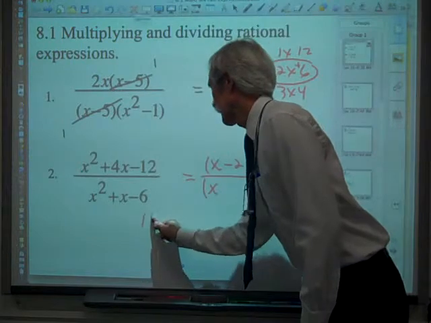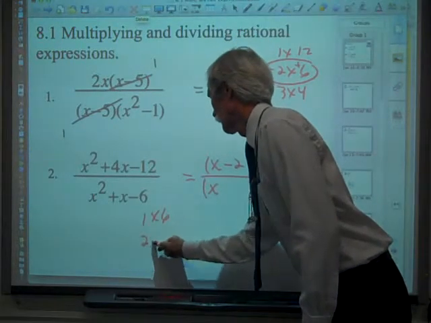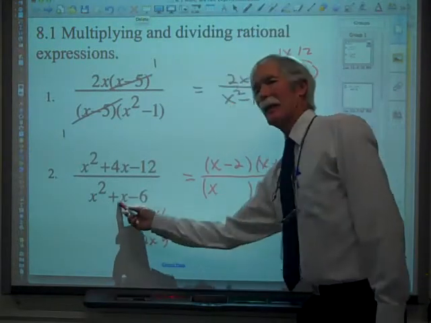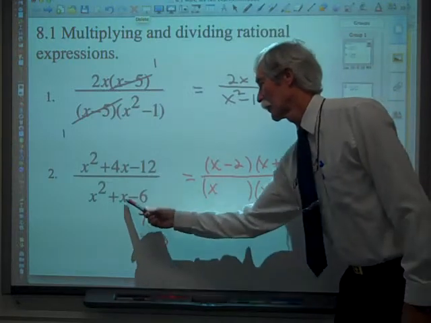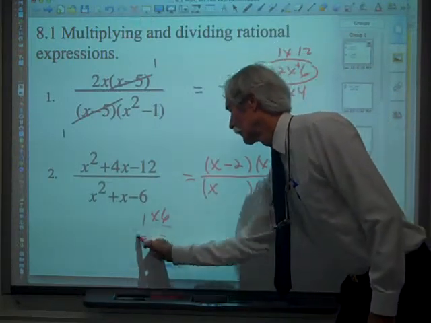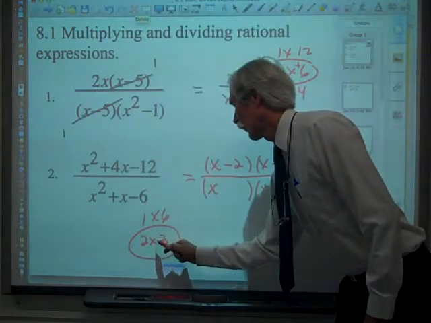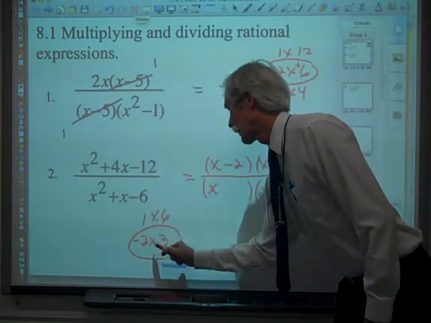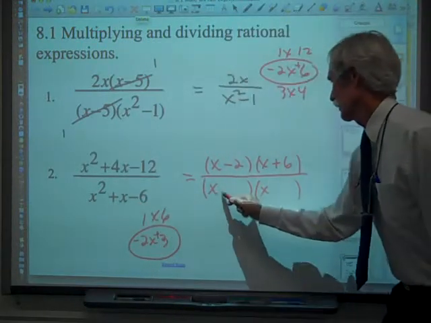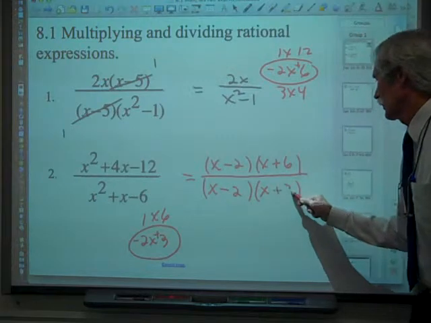What can multiply and make 6? And add and make 1. How can we do it? Who can add and make 1? Negative 2 and 3. Good. So, minus 2 plus 3. X minus 2, x plus 3.